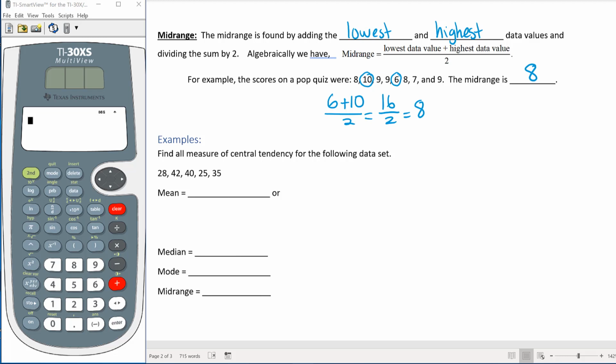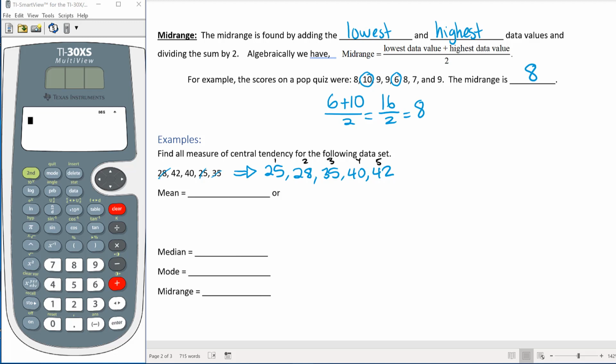Now I'm going to ask you to do every single measure of central tendency for this new set of data. We have 5 data points: 28, 42, 40, 25, and 35. The first thing I'm going to do is order them, because it might be helpful to have them in order. So 25 is first, then 28, then 35, then 40, and 42. I'm also going to number them 1, 2, 3, 4, 5.